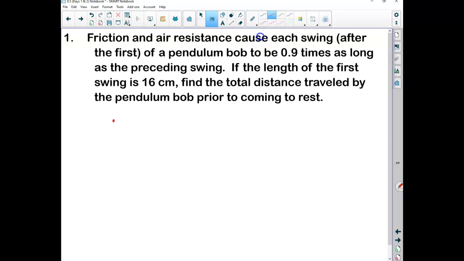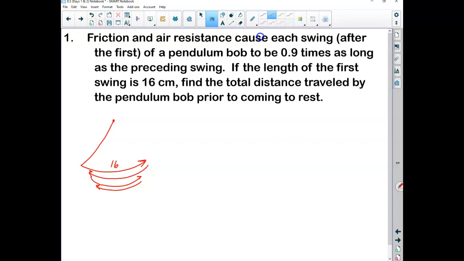So we're sitting here on a swing. Ooh, it's going this way. And the first one is it goes 16. Then it's going to come back 90% of that. Then it's going to come back 90% of that. Look at that. Each swing is getting smaller, so I should be able to calculate the total distance of my pendulum by the time it ended.